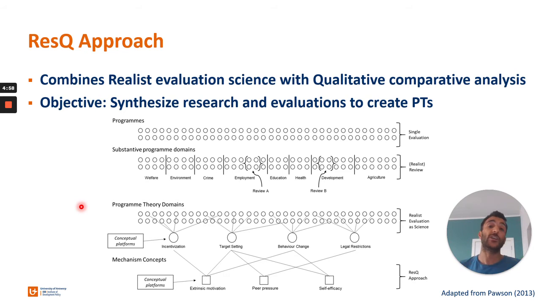For example, an incentivization intervention, an intervention based on incentivizing beneficiaries or stakeholders, can be present in the welfare sector, the crime sector, the health sector, etc. Whether that is in the health sector, the environment sector, or the welfare sector, the theory of change, the underlying program theory, will be very similar because they're all incentivization interventions. And so according to realist evaluation science, we need to treat those theories as conceptual platforms.